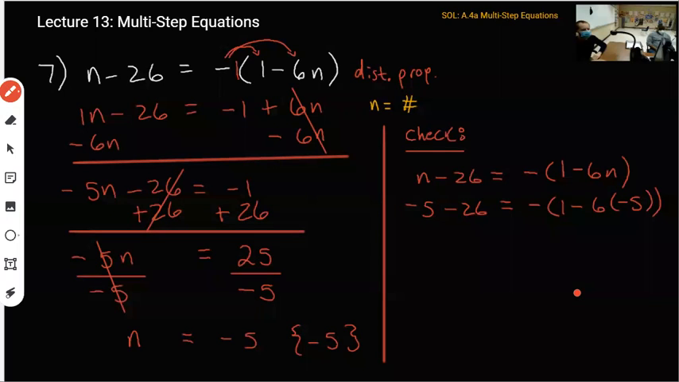Now on the left side, I just have numbers. I have -5 minus 26. That's going to give me -31. On the other side, I have a bit of a mess, but I can simplify it. I have -6 times -5. That's actually going to be a plus 30, because those two negative signs are going to cancel out. 1 plus 30 is going to be 31. So I get -31 on both sides. So we know for a fact now that -5 is going to be a solution for this equation.